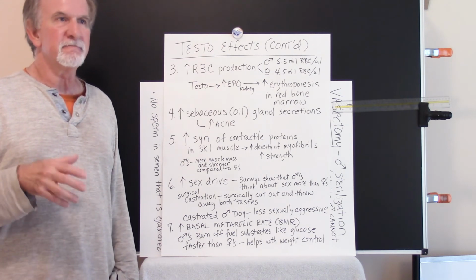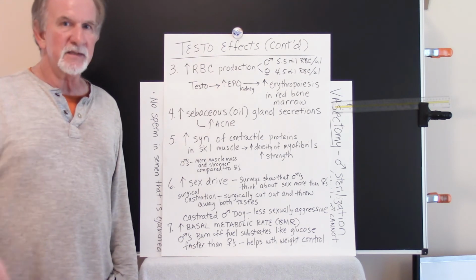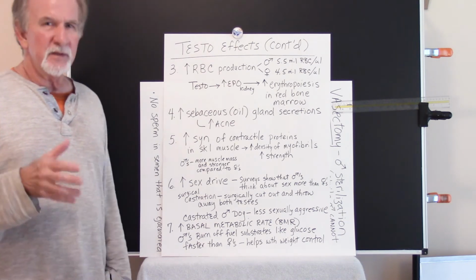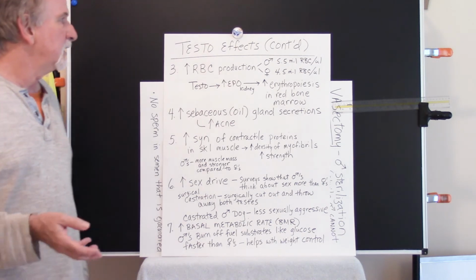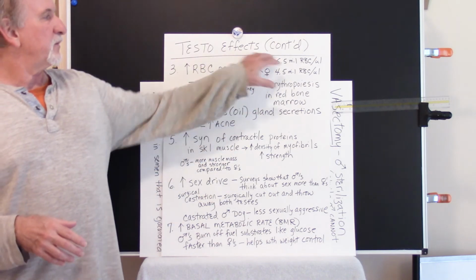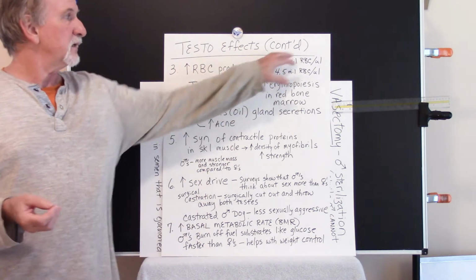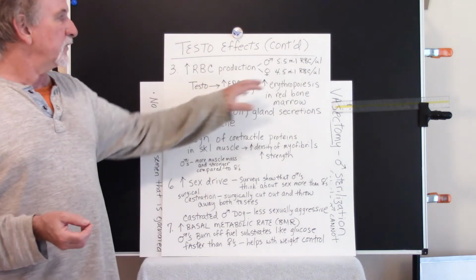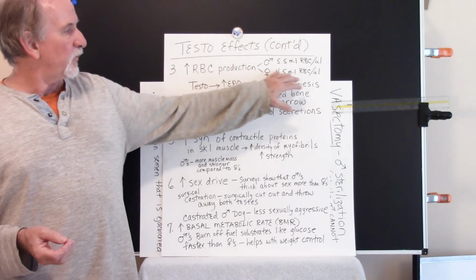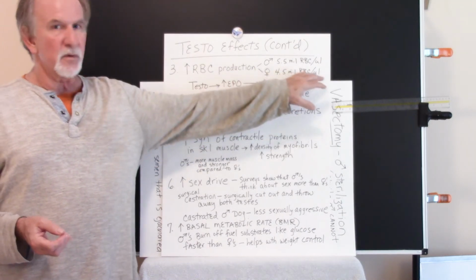running, long distance bicycling, endurance events. So males on average have about 5.5 million red blood cells per microliter, whereas females have maybe 4.5 million red cells per microliter.